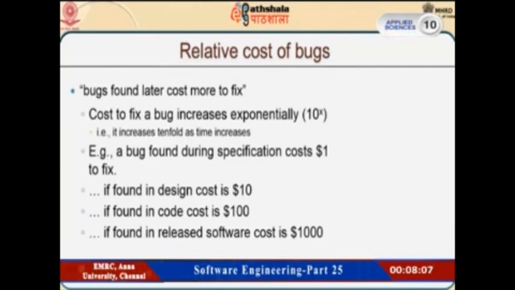Supposing a bug found during specification costs $1 to fix. So at the time of specification, if I find it, $1 is the actual amount to fix this bug. If found in the design, it would be $10. And if the same thing is found at the code level, it would take $100. And if found in the released software, it would cost $1,000. So it is a tenfold increase that we could see when it goes to the subsequent levels.